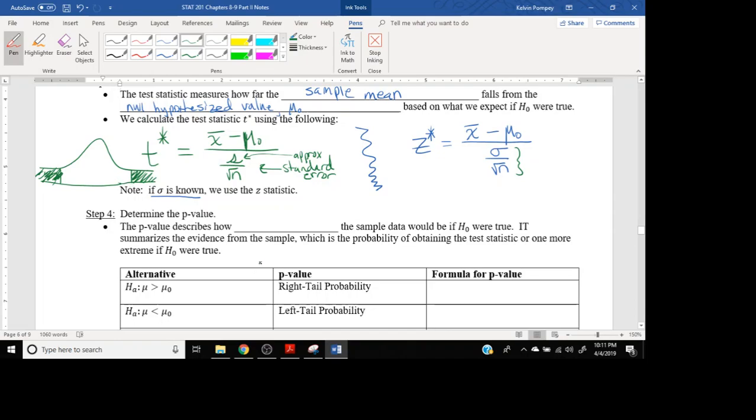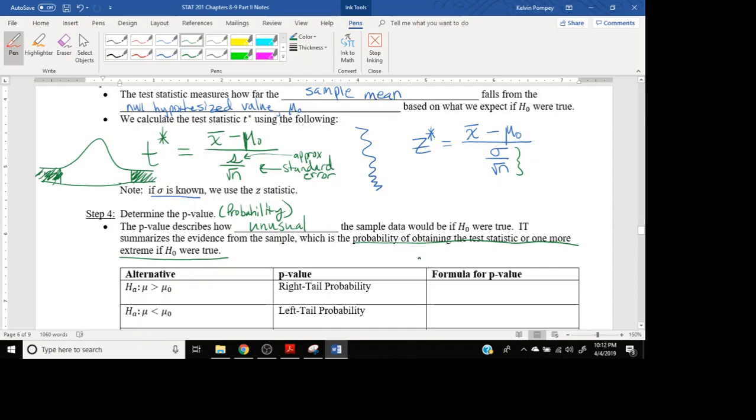And so remember, your p-value describes how unlikely, how unusual the sample data would be if the null hypothesis were true, right? And so this is going to be a probability. This is a probability. All right. It summarizes the evidence from the sample, which is the probability of obtaining the test statistic, or one more extreme, if the null hypothesis was true.